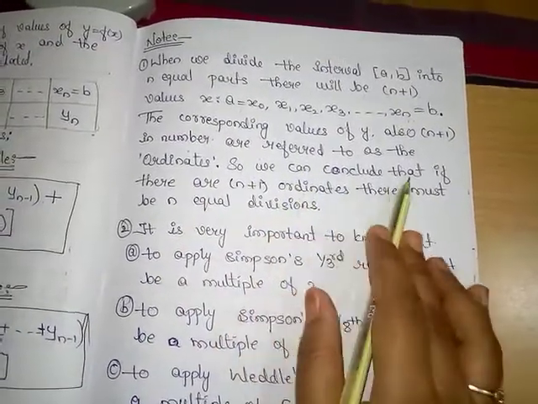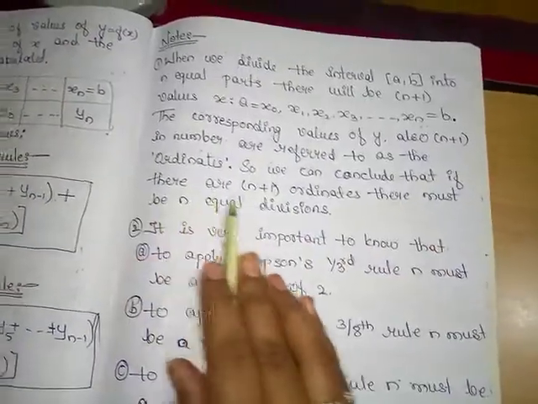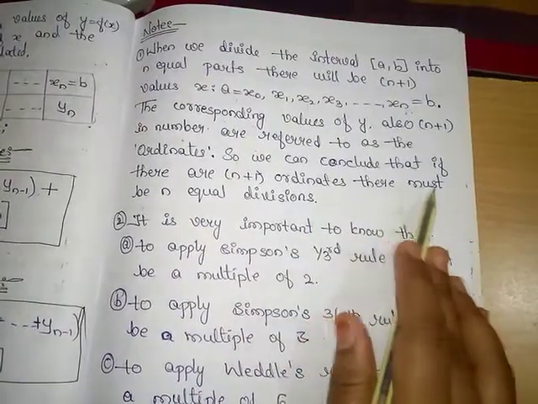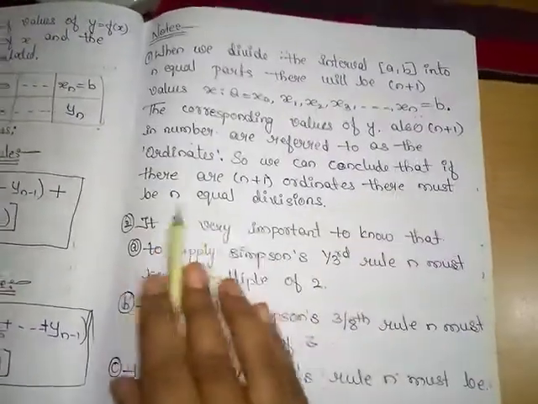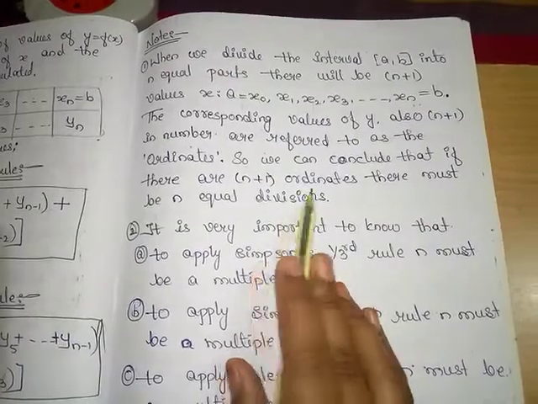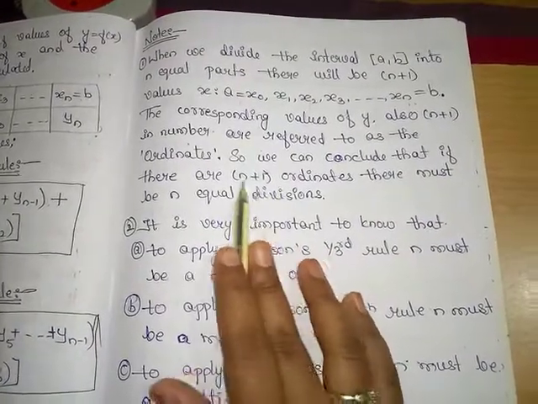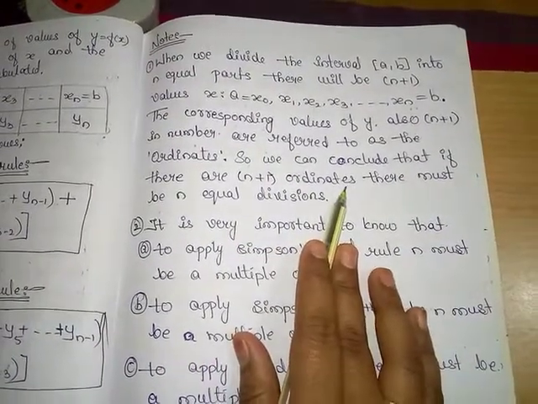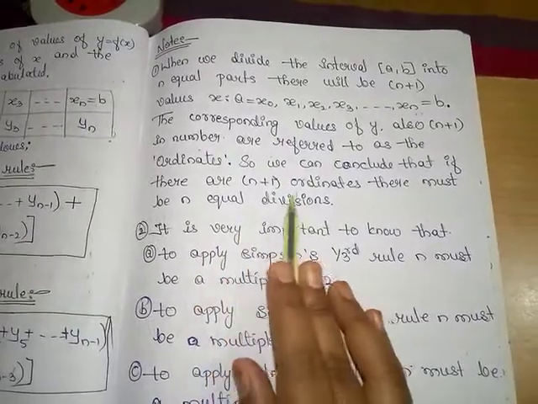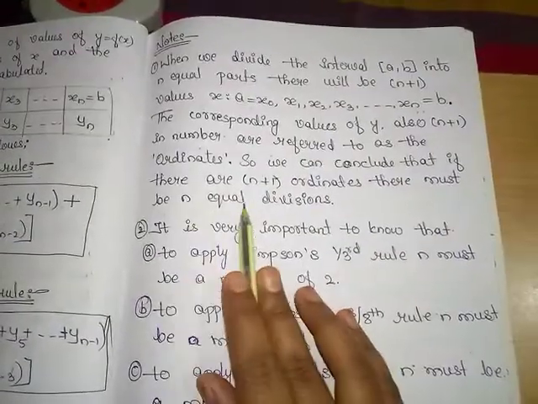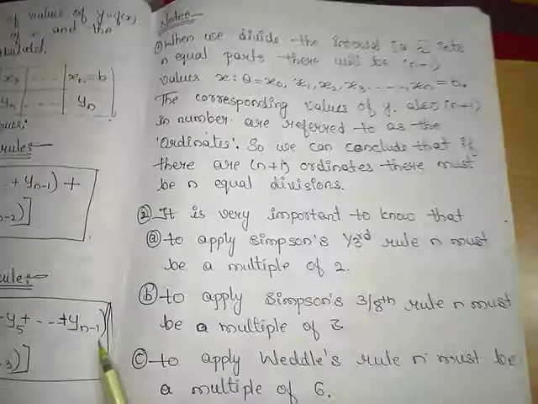So we can calculate that if there are n plus 1 ordinates, then there must be n equal parts, right? If we have n plus 1 ordinates, that means what? We have to divide that interval into n equal parts.